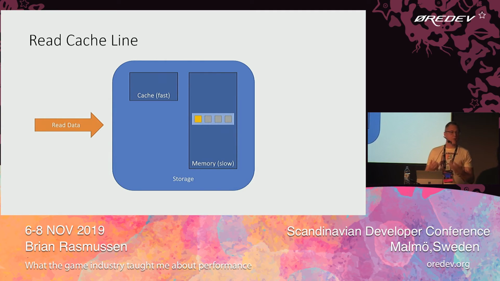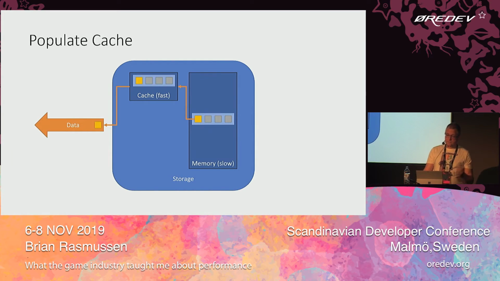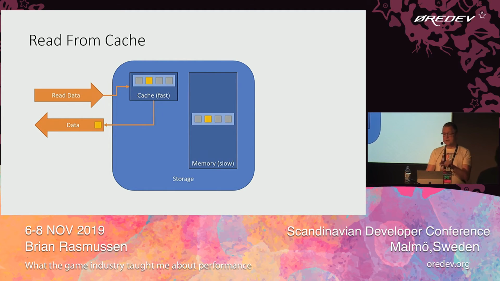But it turns out that we very often need data and code in sequence. So we can use that to help optimize how we use the cache. So if we need some data, we're probably going to need the data right next to it. And if we do that, we can populate the cache. So we get the data we need. Now the cache is populated with some data that we are likely going to need. If we do need that data, we can read it from the much faster cache, which is a great thing. So the more we can make sure that the cache contains the data that we need, the faster our code will run.